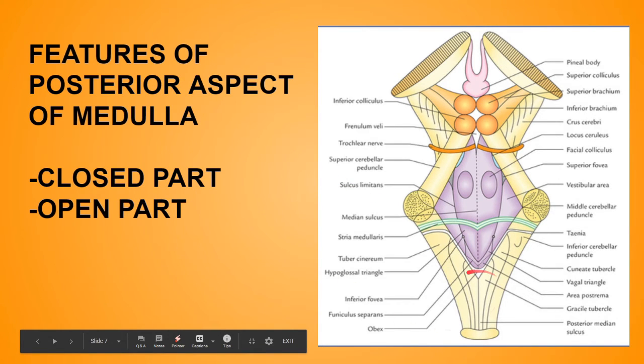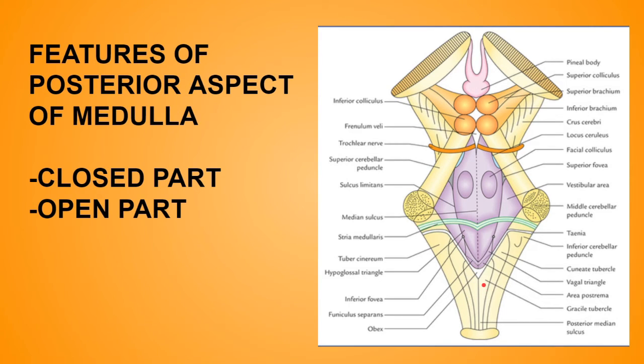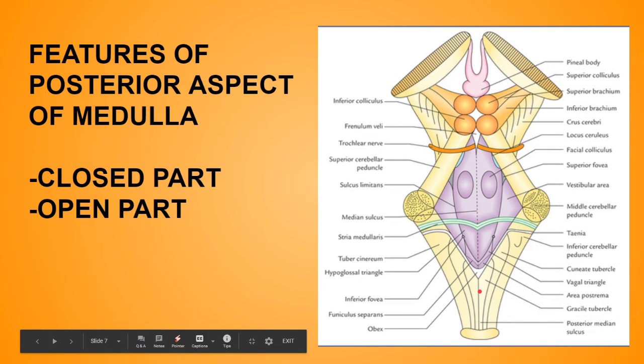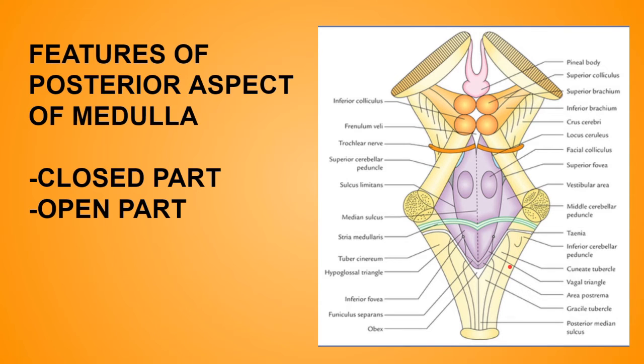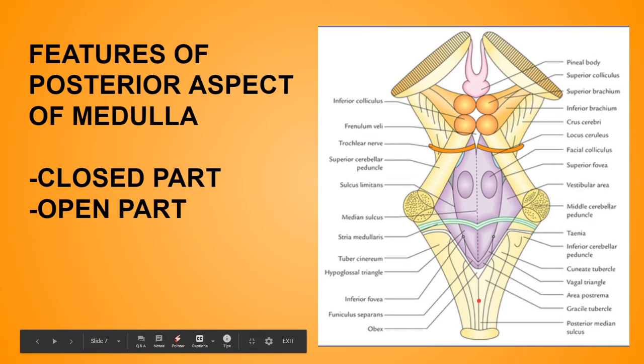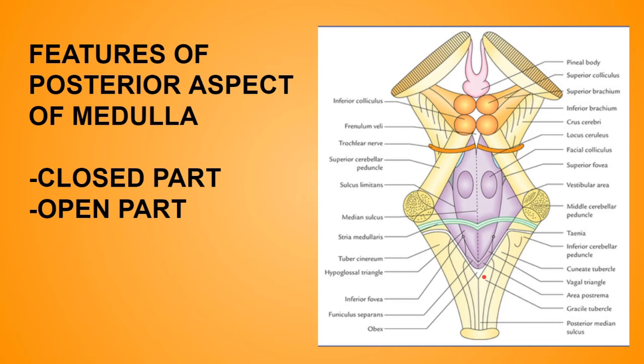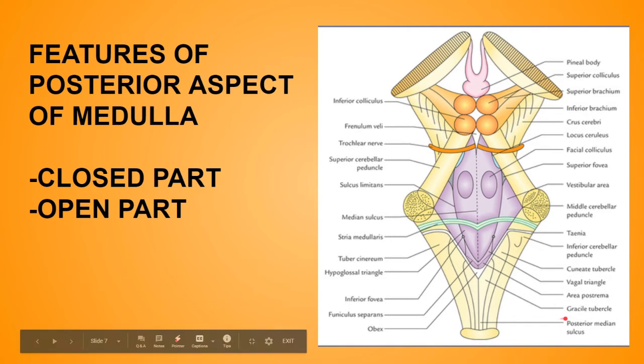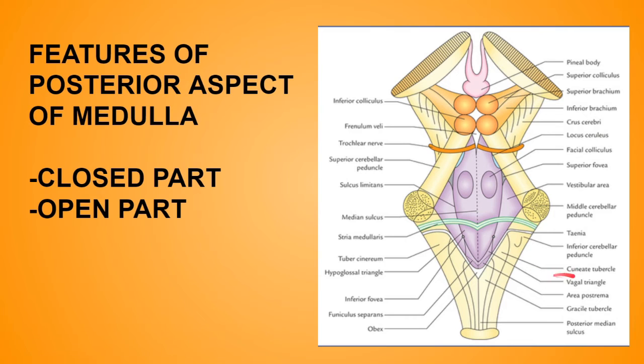On either side of the posterior median sulcus, the closed part presents three longitudinal elevations from medial to lateral. First of all, the fasciculus gracilis. This is the fasciculus gracilis. This is the fasciculus cuneatus. And this is the inferior cerebellar peduncle, mostly visible from the posterolateral part of the olives. Now the upper ends of the fasciculus gracilis and the fasciculus cuneatus expand and form the gracile and the cuneate tubercles respectively, due to underlying nuclei of the same name.